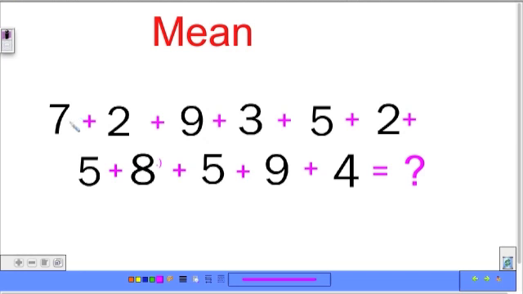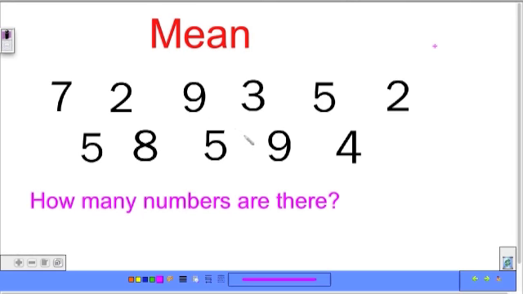If I add all these numbers together, 7 plus 2 plus 9 and all the way through the last number, I would actually get 59. I already worked that out ahead of time, but you could add them if you like. So all those numbers together add up to 59. Now, how many numbers are there in this data set? Well, I have 1, 2, 3, 4, 5, 6, 7, 8, 9, 10, 11 numbers in my data set.